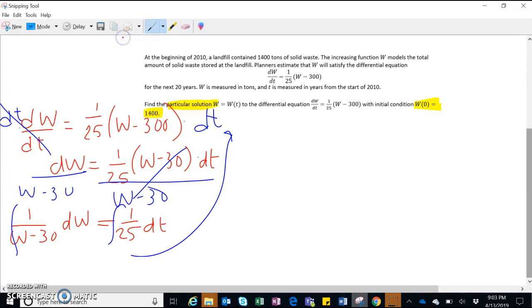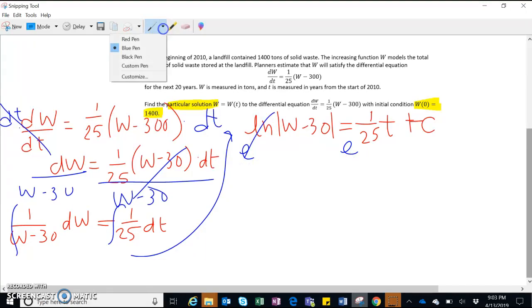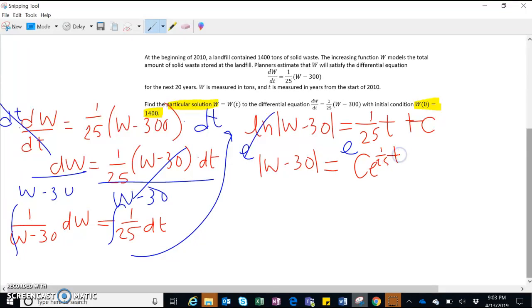So I have to just think to myself what functions came before these here sitting inside the integral. 1 over W minus 30 is a reciprocal function. The only place that could have come from is a log because of our log derivative rules. And 1/25 had to have come from a 1/25 t plus C, of course. So I start to identify ways to isolate W. First thing I'll do is put an e on both sides in order to cancel. I get the absolute value of W minus 30 equals, let's not forget, big C e to the 1/25 t.